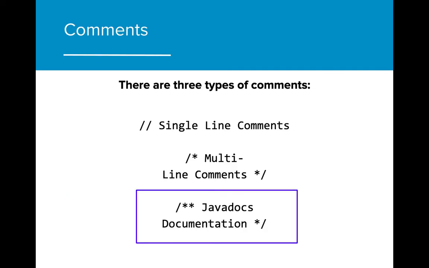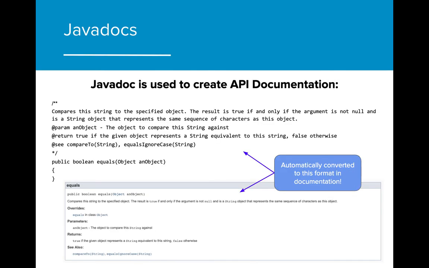The last type of comment that we need to discuss is the Javadoc comment. The Javadoc comment is used specifically to create API documentation. As we learned in previous lessons, API documentation is a collection of methods and routines related to a specific class or set of classes. This code format makes it easy for developers to create documentation because the Javadocs program automatically translates the Javadoc comments into the API format.